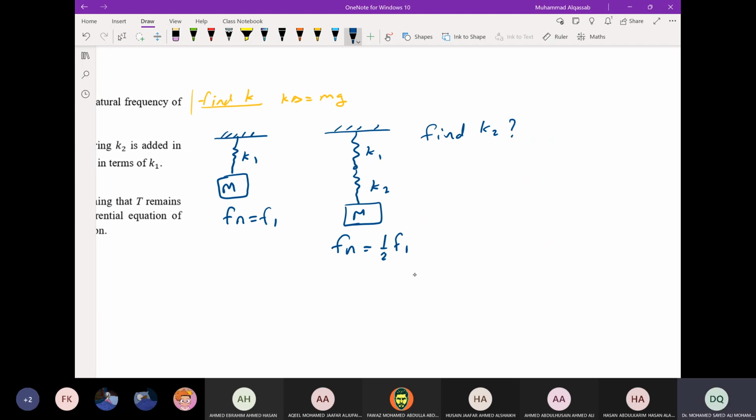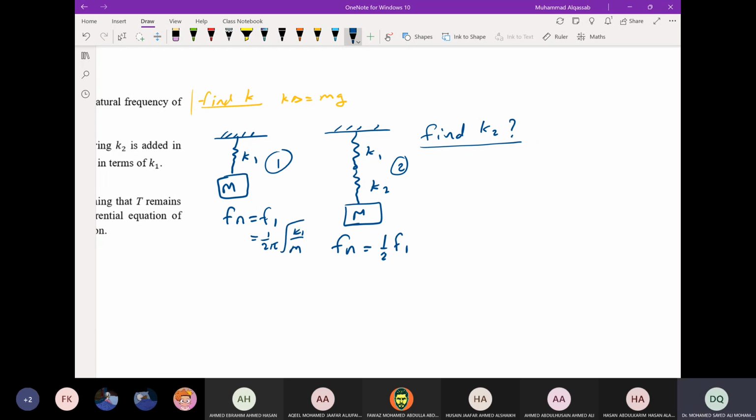Okay, so you can just label this as number 1 and this as number 2. In order to solve this problem, you find the expression for F1, and the expression for F2, which is half F1, the natural frequency of the second system. For the first system, this is our model, the one we did in the lectures. Fn is 1 over 2 pi square root of K1 over M.